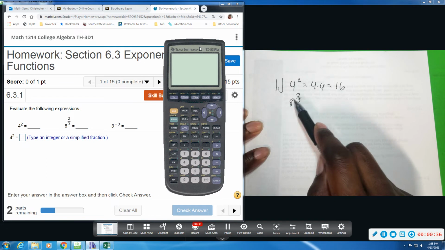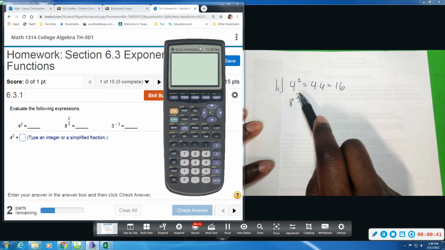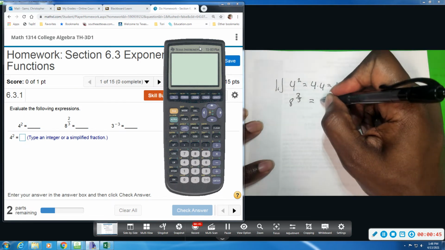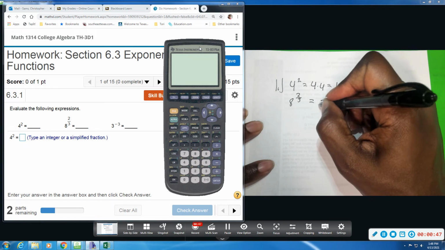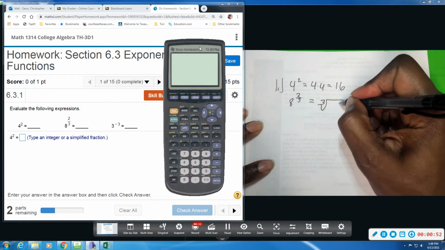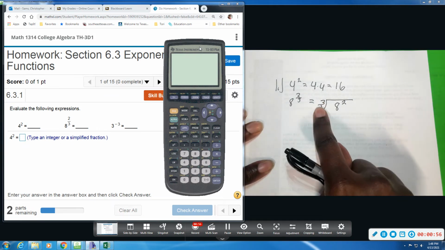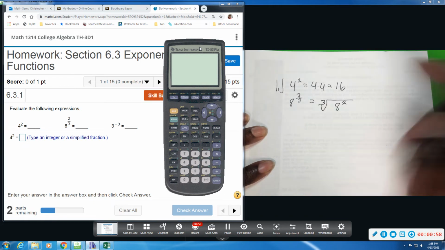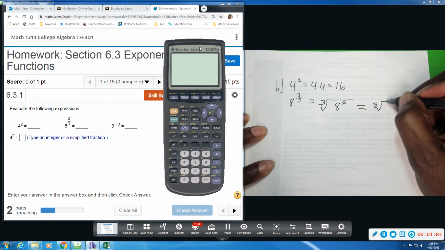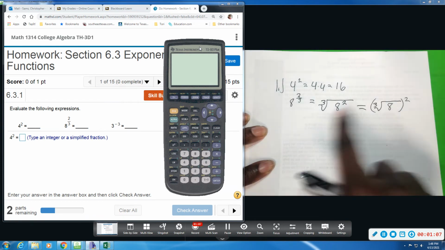What this means, the bottom number, we're taking that root of 8, and the top number, we're raising it to that power. So if I do a root symbol, the bottom number is the root. We're taking the cube root of 8, and we're squaring it. You can do 8 squared first and then cube root, or you can do cube root of 8, and then you can square it. Both of these will give you the same result.